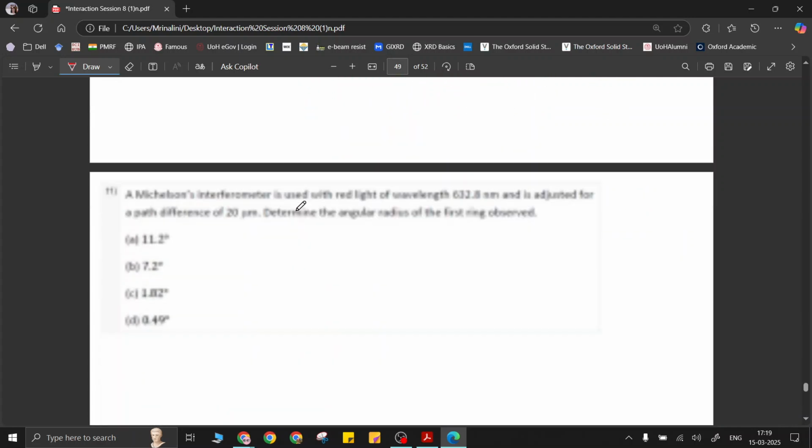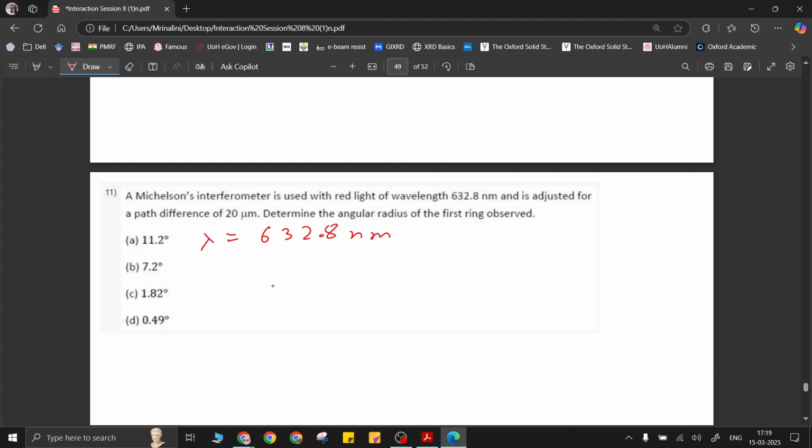Okay, we have the last question, question number 11. It is on Michelson interferometer as well. Here we are using a Michelson interferometer with red light of wavelength 632.8 nanometer, and it is set for a path difference of 20 micrometer. We have to determine the angular radius of the first ring observed.